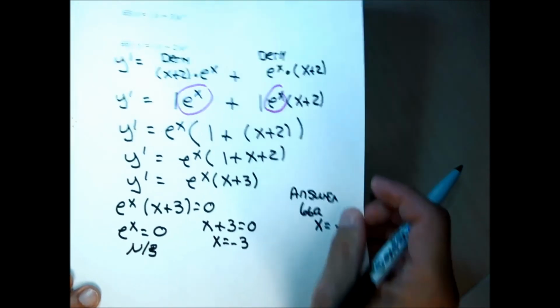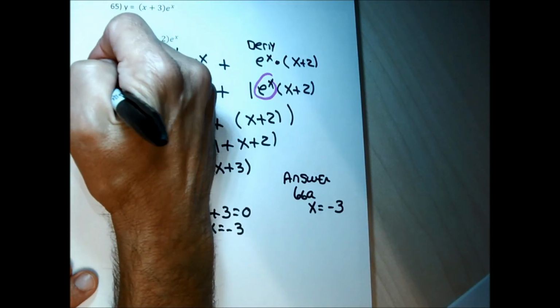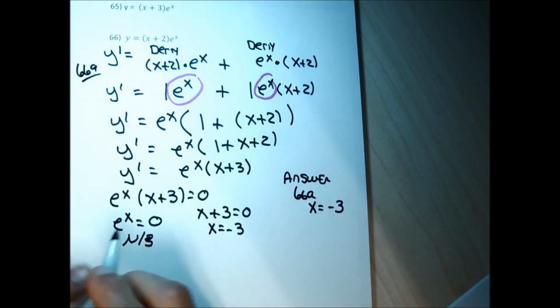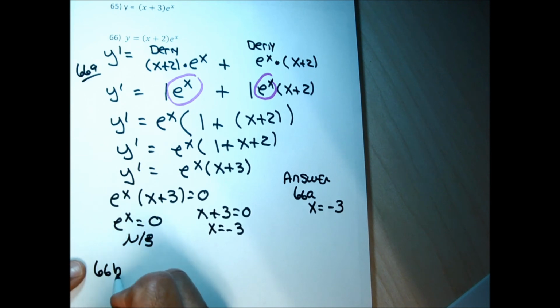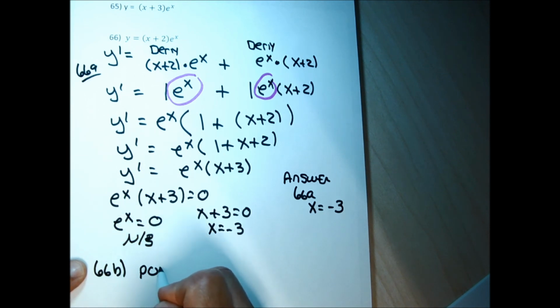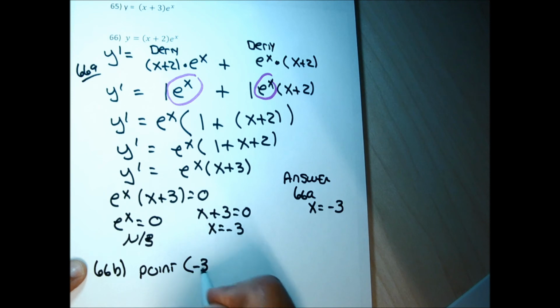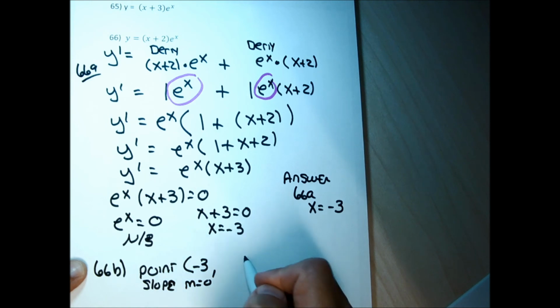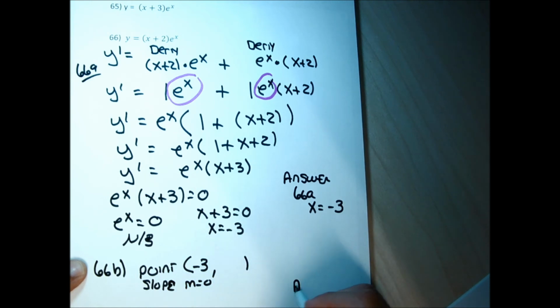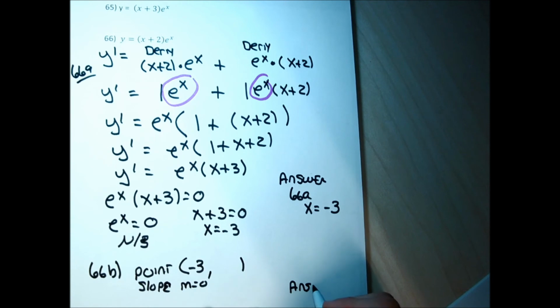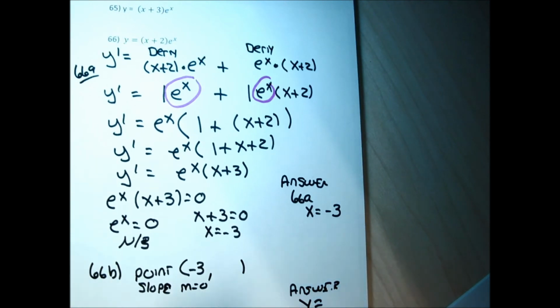And now when I go to do 66b, so this was all 66a, when I go to do 66b, I have the x coordinate of my point, which is negative 3. I know my slope is m equal to 0. I need to get the y coordinate of my point, and that's going to give me my answer. My equation for my line is just going to be y equals whatever that number is.